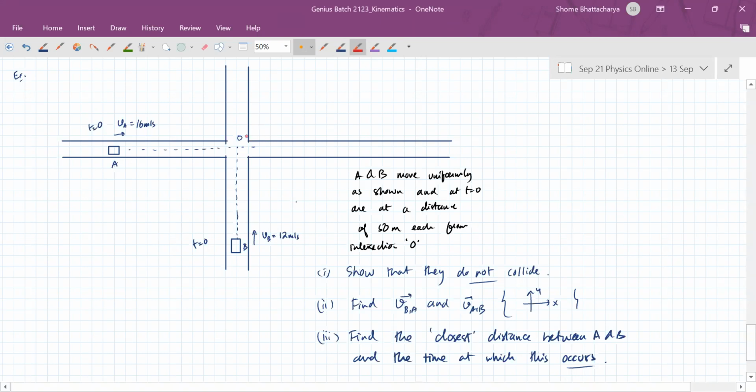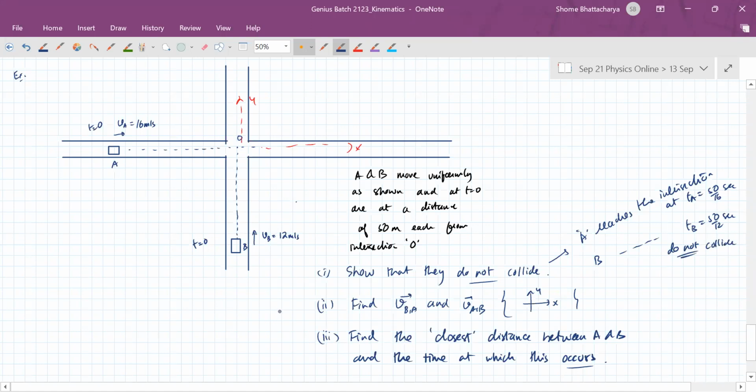Okay, so taking this as our reference frame, so this is our x-axis and this is our y-axis, suppose. So you can see that in the ground frame, with uniform velocity, they do not collide. We can see that very easily because A reaches the intersection at TA equal to 50 by 16 seconds and B reaches the intersection at TB equal to 50 by 12 seconds. So they don't reach simultaneously. So they do not collide.